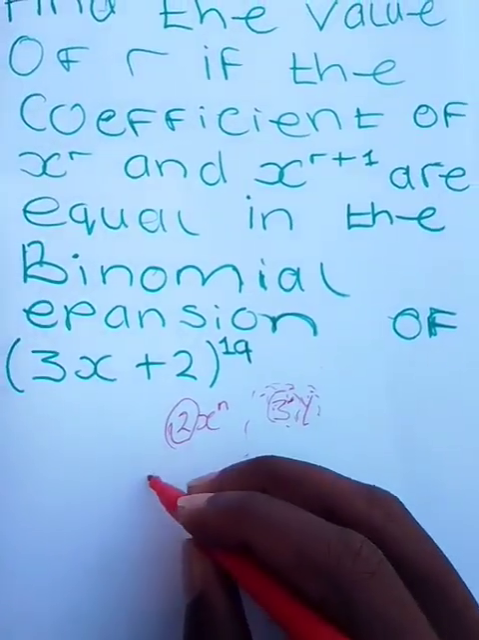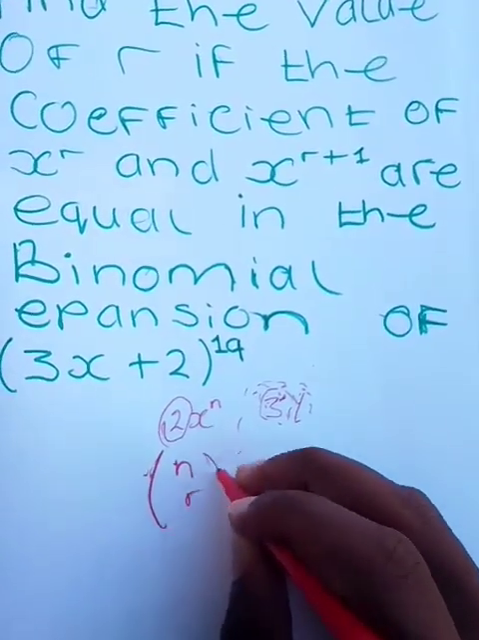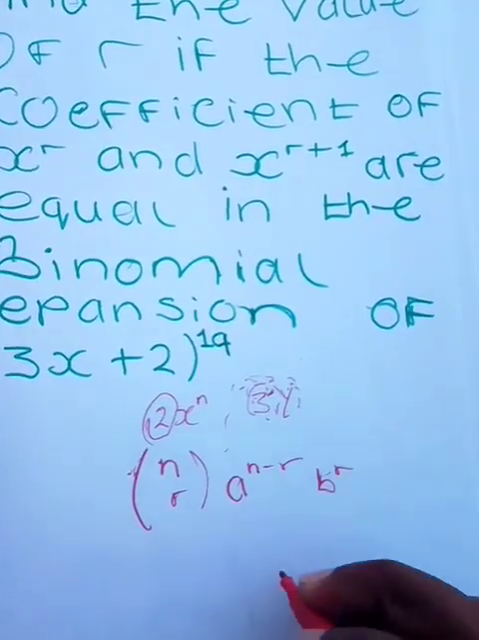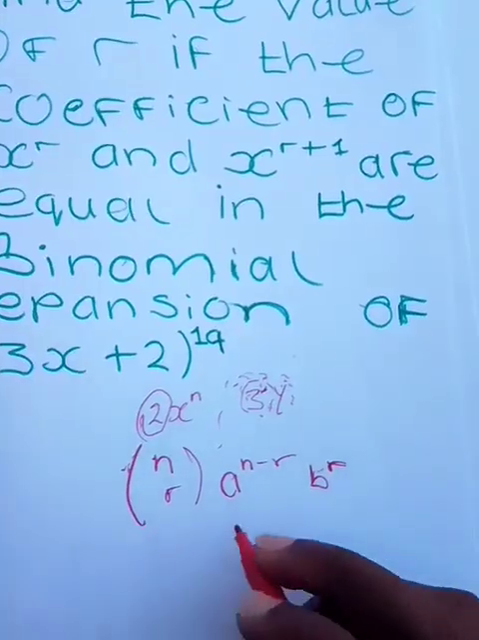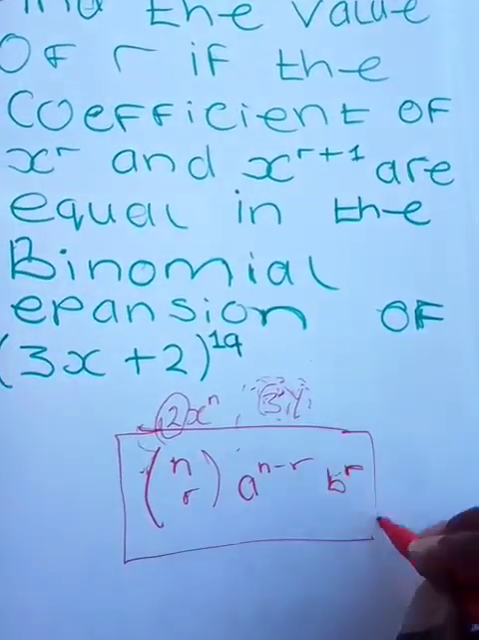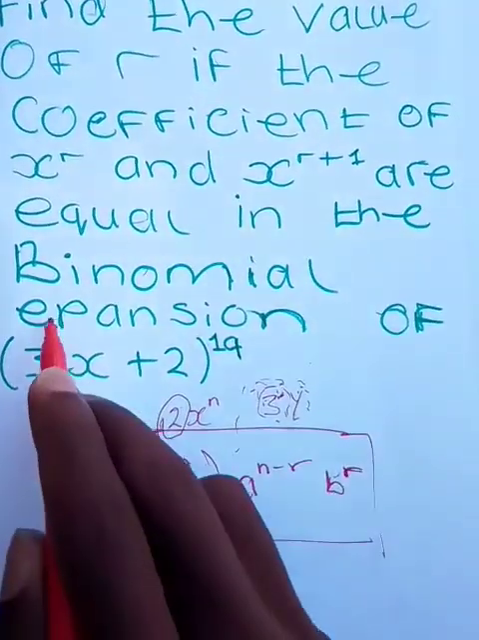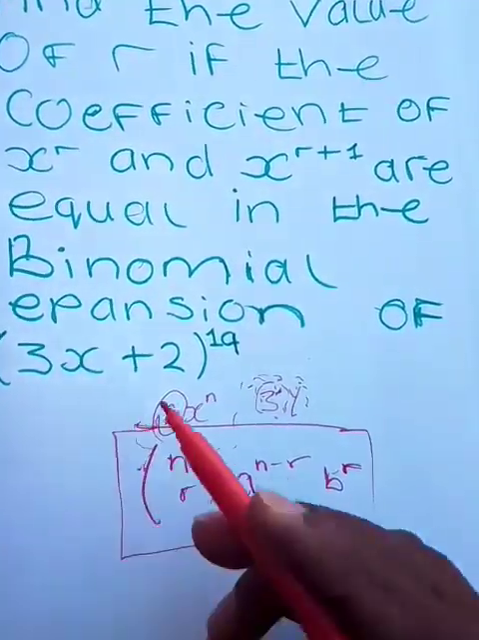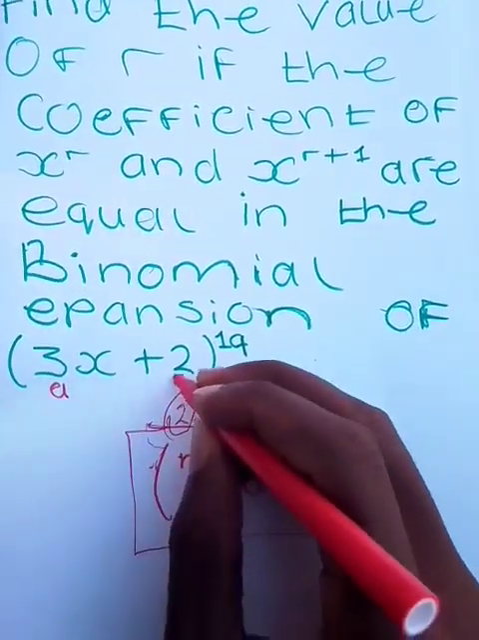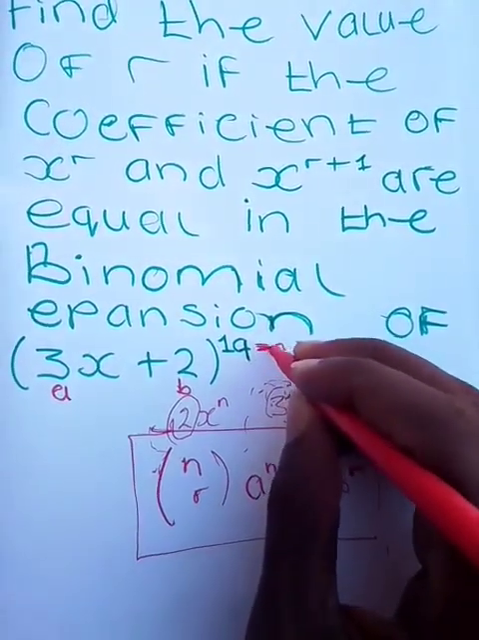So we are going to use this formula, which is nCr a to the n minus r, b to the r. This is the formula that we are going to use to try to find the coefficient of this one and this one, using this as our binomial, meaning that this is a binomial. It is having this as a, this as b, and this is n.